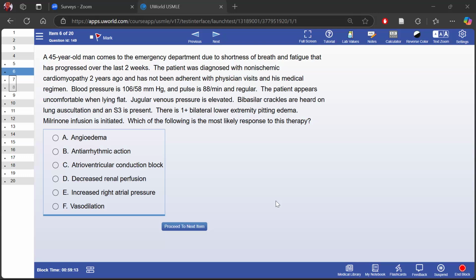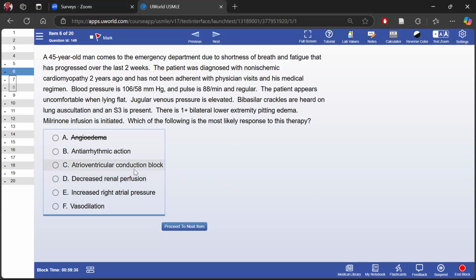Amiodarone is an antiarrhythmic, right? Milrinone is different. But I did like that approach of, okay, if the patient has heart failure, what will the patient benefit from? Of course, a drug that can decrease arrhythmia will be beneficial. So we're gonna keep option B. I want to use that approach to narrow down my options.